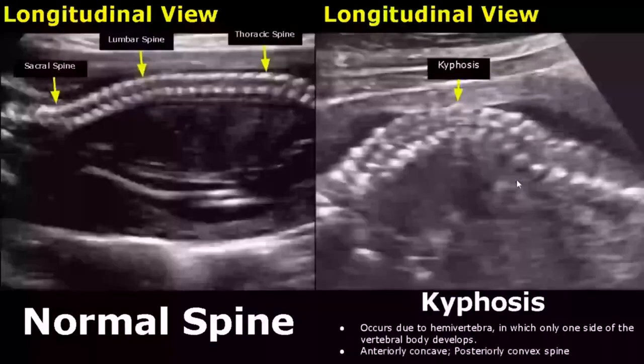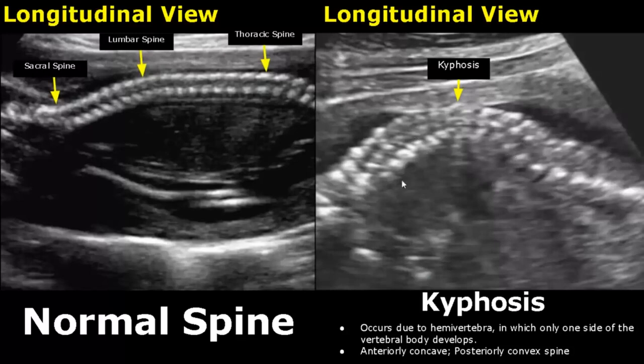In kyphosis, there is abnormal rounding of the spine. Anteriorly, the spine will be concave, and posteriorly it will be convex shaped. Both scoliosis and kyphosis occur due to hemivertebra, in which only one side of the vertebral body develops.